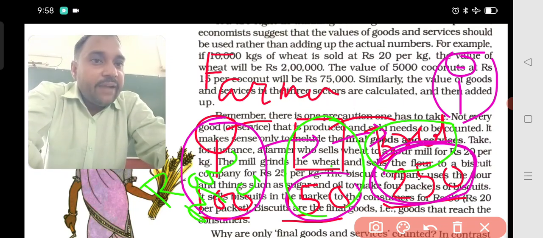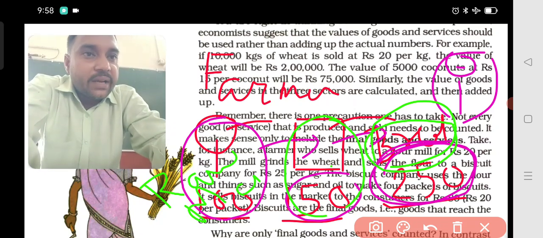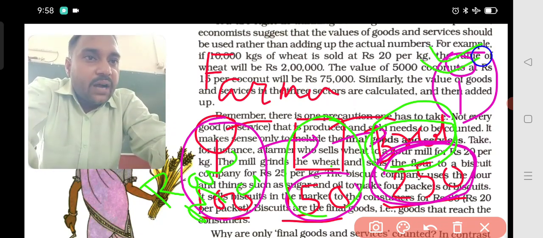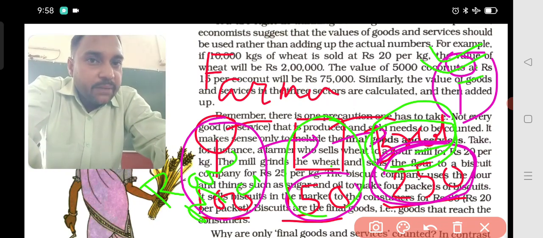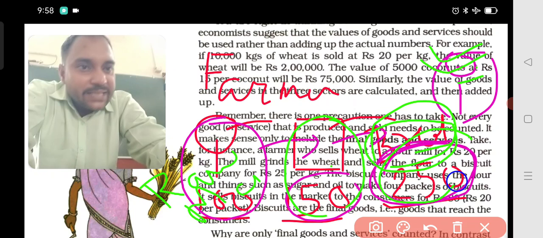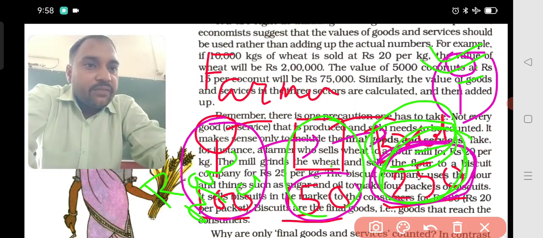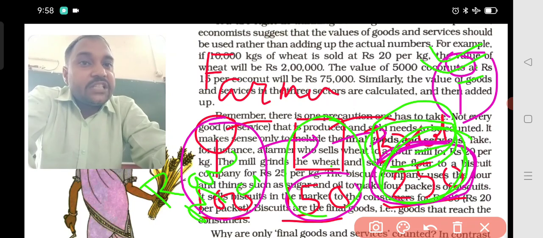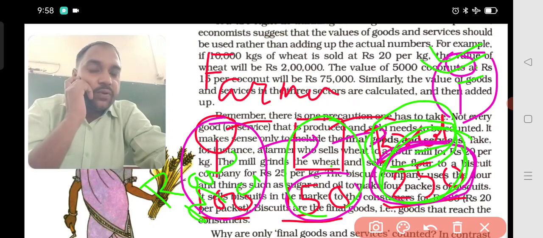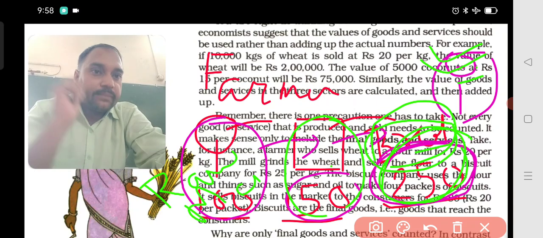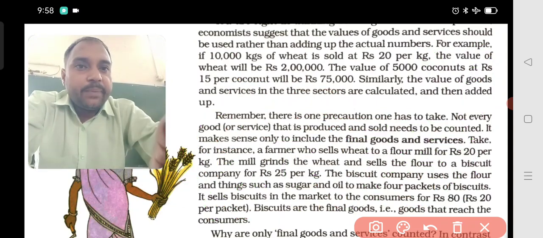Again, when a bakery owner sells the bread to the consumer, let's suppose Rahul purchases the bread for his consumption. It simply means that in this case the bread is the final product. A final product is that product which is available to the consumer for consumption and not for further production. So I again repeat my question.